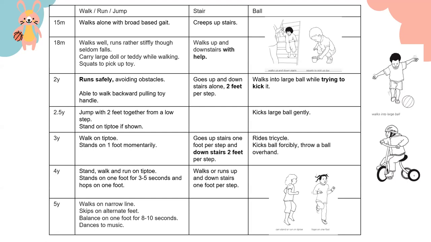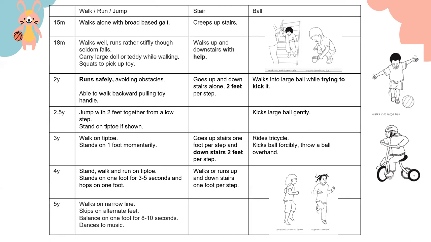By 3 years old, they would do evolution of 1 foot, which is standing on 1 foot momentarily. 4 years old, stand on 1 foot for more than 3 to 5 seconds, and can also hop on 1 foot. By 5 years old, they can balance on 1 foot for a longer time.